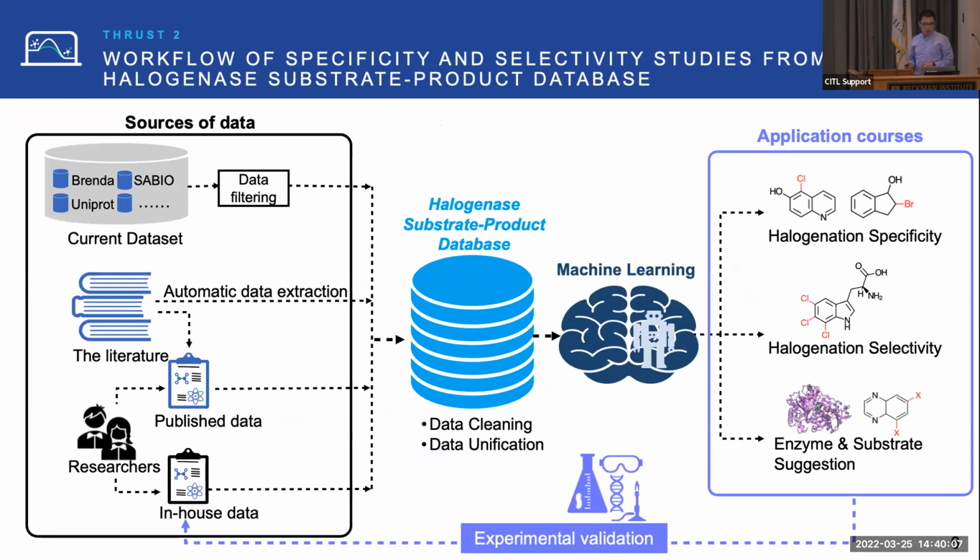Here shows our workflow for studying the specificity and selectivity from the halogenase substrate and product database. If we want to train a machine learning model, the first step is to get a qualified database. Regarding the source of data, we can either get it from current databases or from the literature, or we can generate it ourselves experimentally. After we get those data, after data cleaning and unification, we can use it for machine learning training.